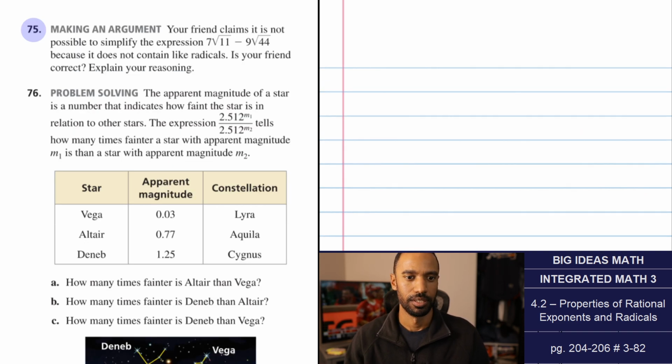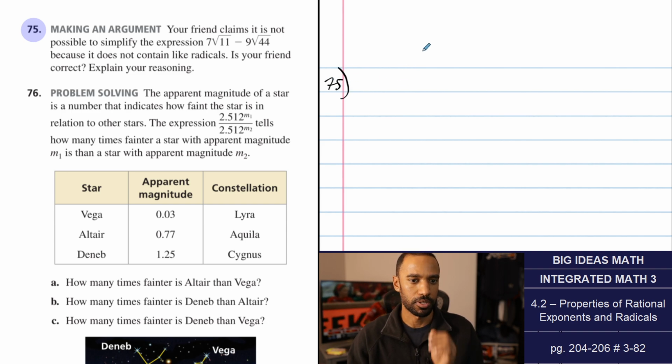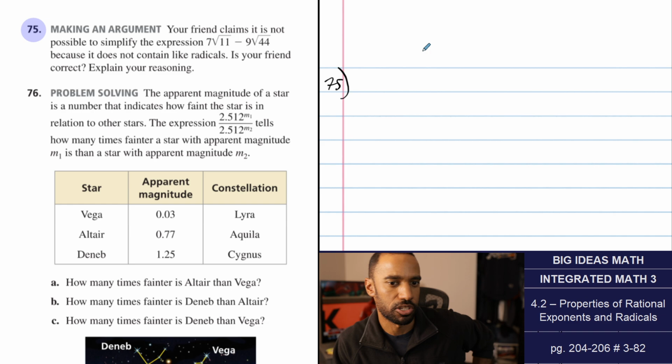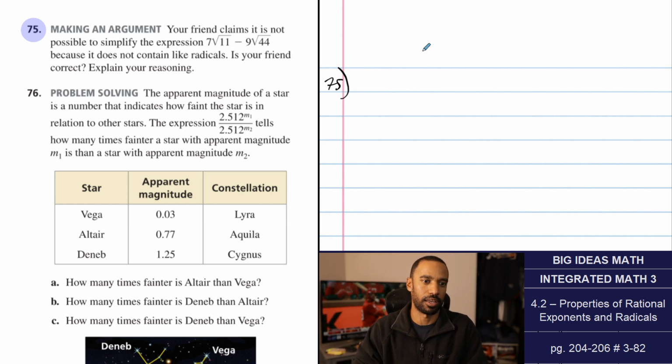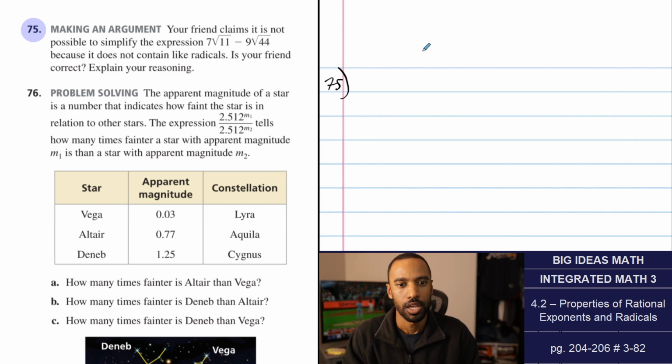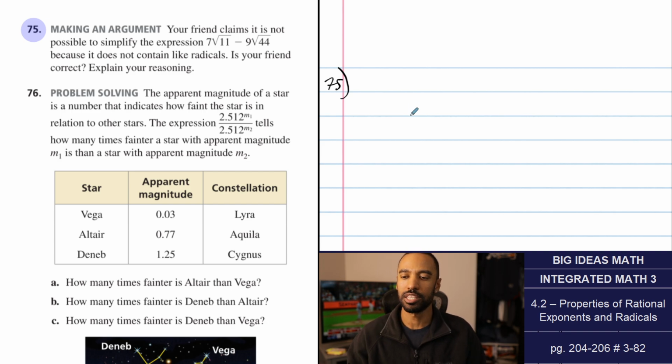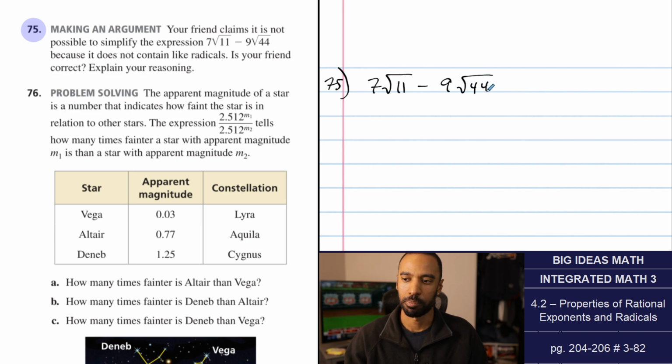Making an argument. Let's see how our friend does this time around. Your friend claims it's not possible to simplify the expression 7 root 11 minus 9 root 44 because it doesn't contain like radicals. Is your friend correct? Explain your reasoning. Well, it doesn't contain like radicals, but let's make it contain like radicals. How about that, friend? Root 44 has a perfect square factor of 4 in it. If you factor that 4 out, you take the square root, you get 2. 2 times 9 is 18. You get 18 root 11, and now you can combine like terms.